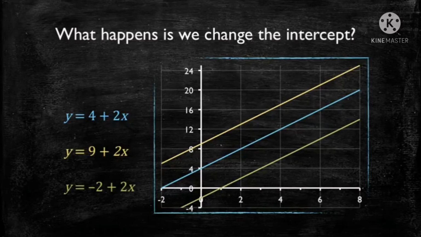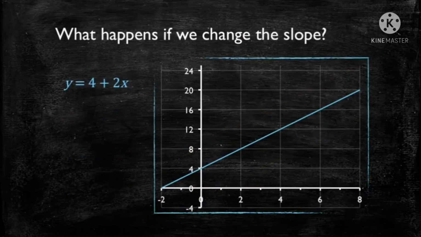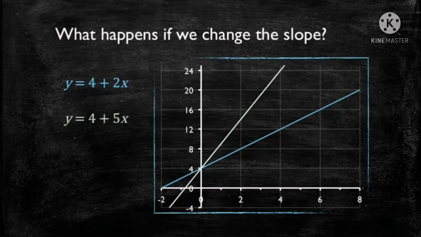Now, what happens if we change the slope? If we change the slope, we're changing the sensitivity of y to values of x, meaning how fast or how slow y will change when a unit of x is changed. If the slope were 5, that means for every unit of x, y is going to increase 5 times. So you see that we have a much steeper slope because y is growing much faster than it was before when we had a 2.